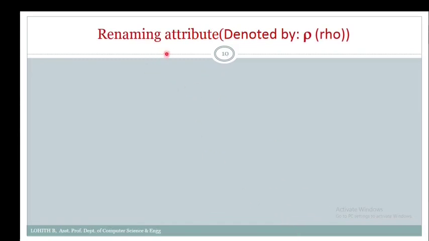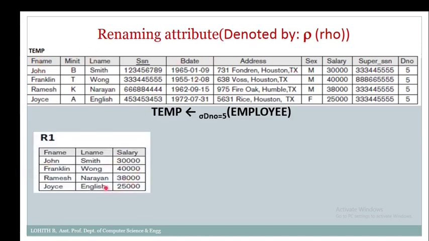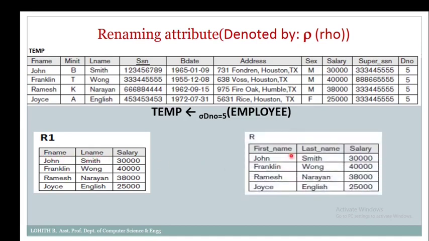Yes, let us understand about renaming of the attribute. The attributes can be renamed by making use of a notation rho. And yes, this is a previous example where we select those tuples of employees who belong to department number 5 and assign it to the relation temp. Now what I have to do is select the columns, that is first name, last name and the salary. So yes, first name, last name, salary I've selected. Now I want to modify the attribute names. I want to modify f name as first name, l name as last name. So yes, I want to do like this.